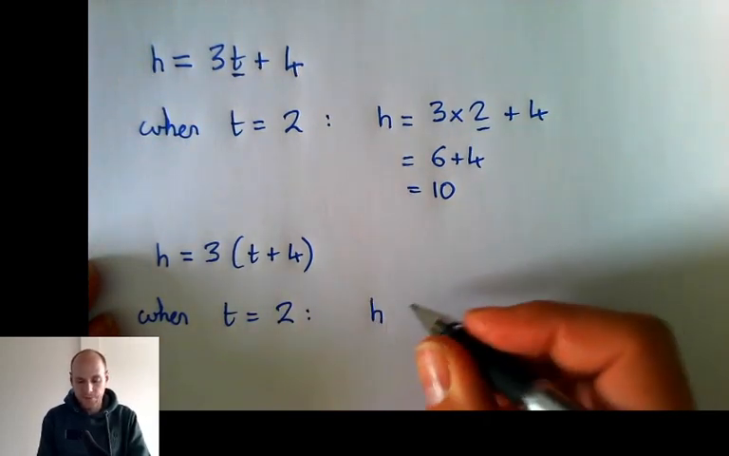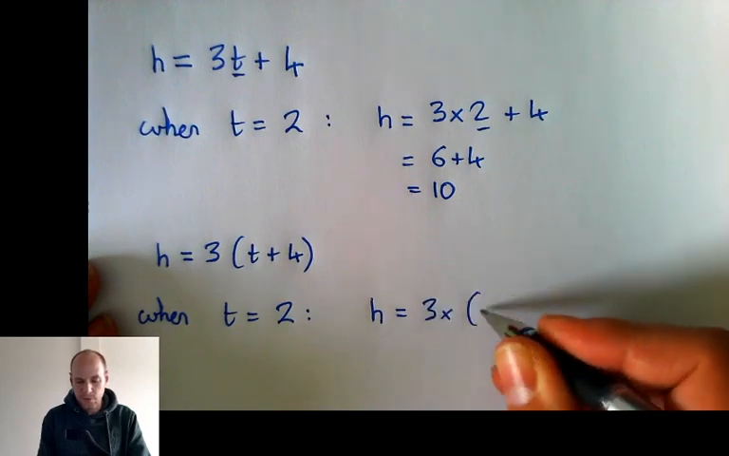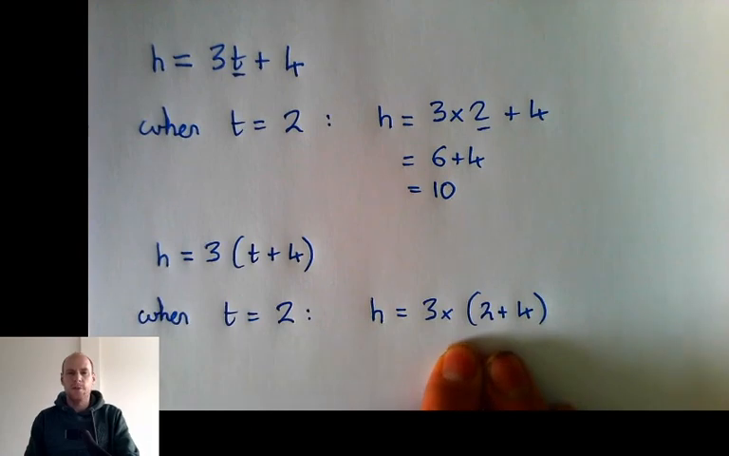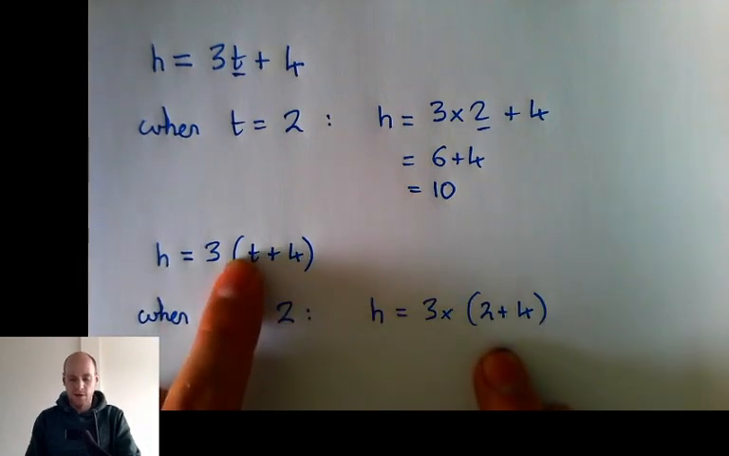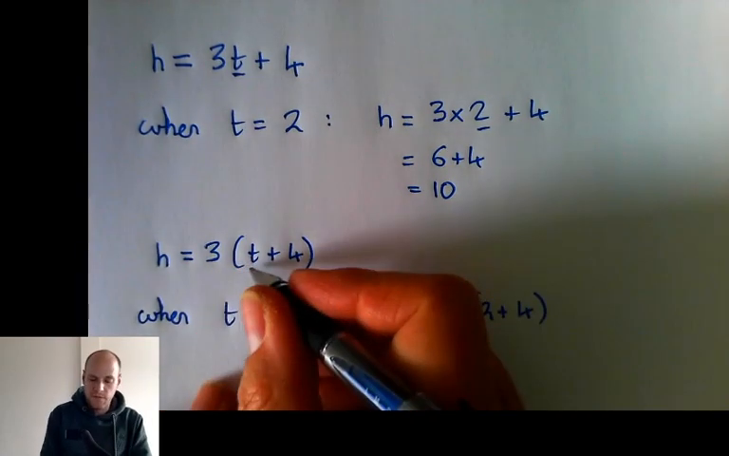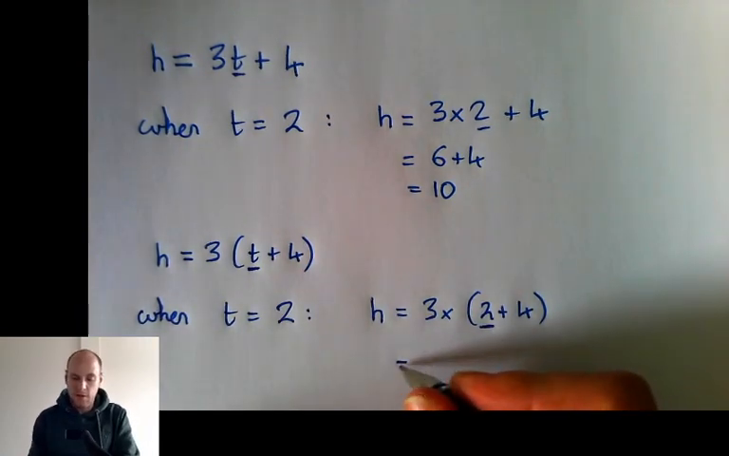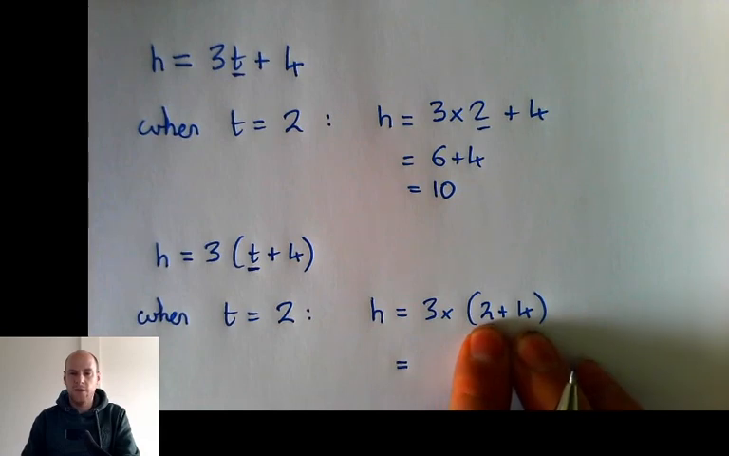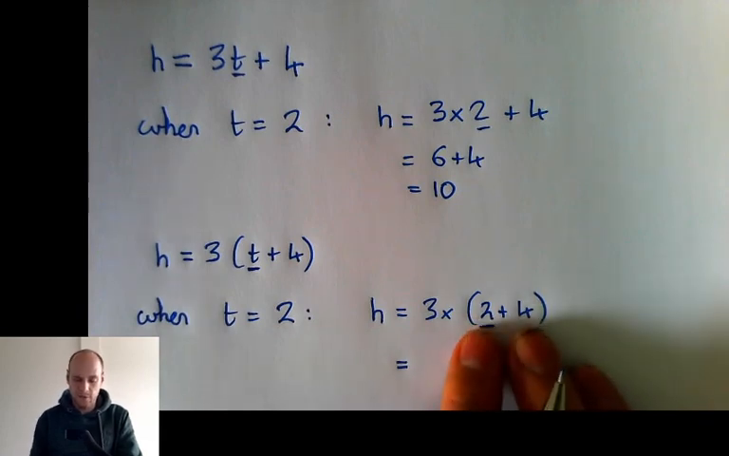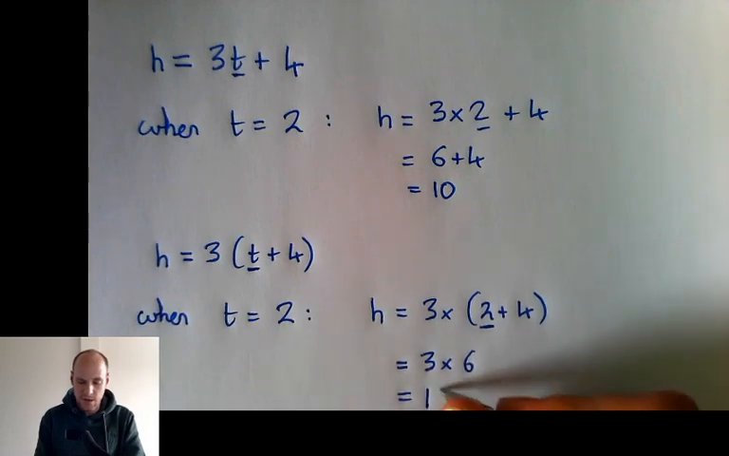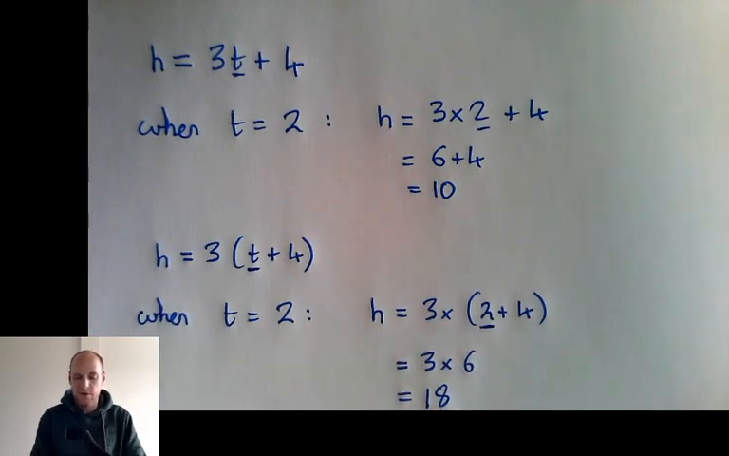Well, you can see that the formula is very similar. This time we've got brackets, and I've substituted in for the t. But because of the brackets, I need to do the bit inside the brackets first, due to BidMath. So that's 3 times 6, which is 18. Final answer. So you can see the value is very different because of the brackets.